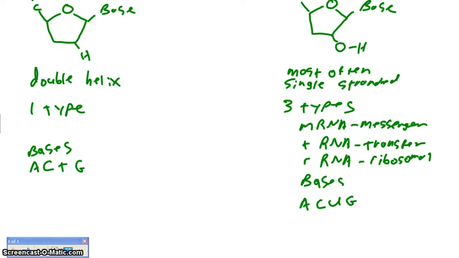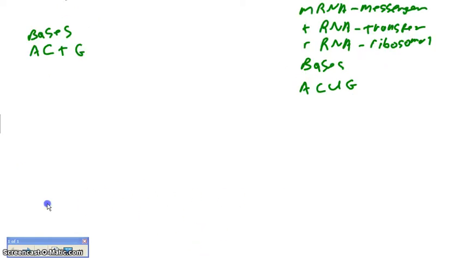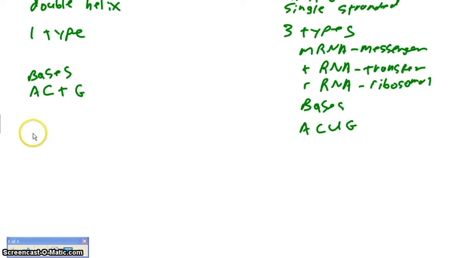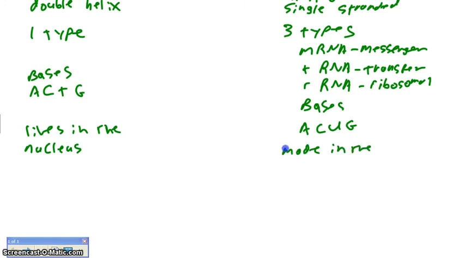And then we could also say that DNA lives in the nucleus. That's where its home is. So DNA lives in the nucleus. And RNA, it's made in the nucleus, but it does its job. It spends most of its life in the cytoplasm associated with the ribosome. So it's made in the nucleus, but it lives in the cytoplasm.